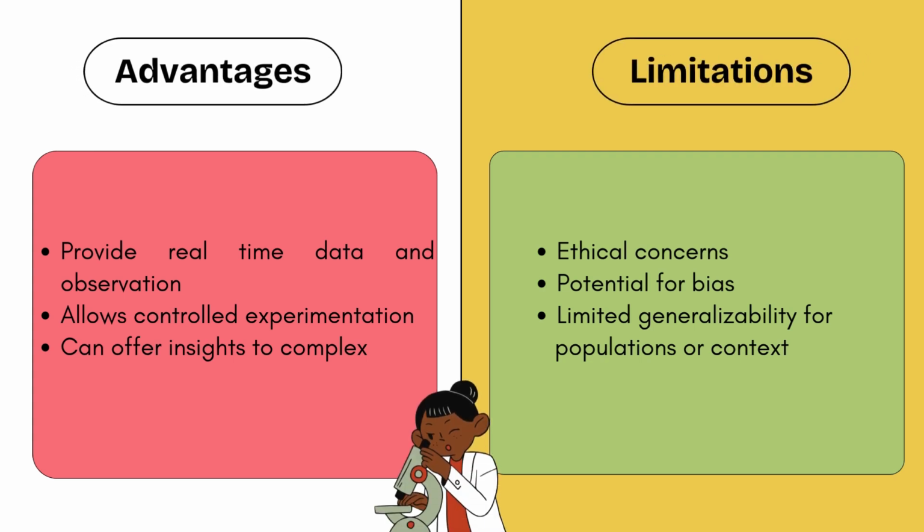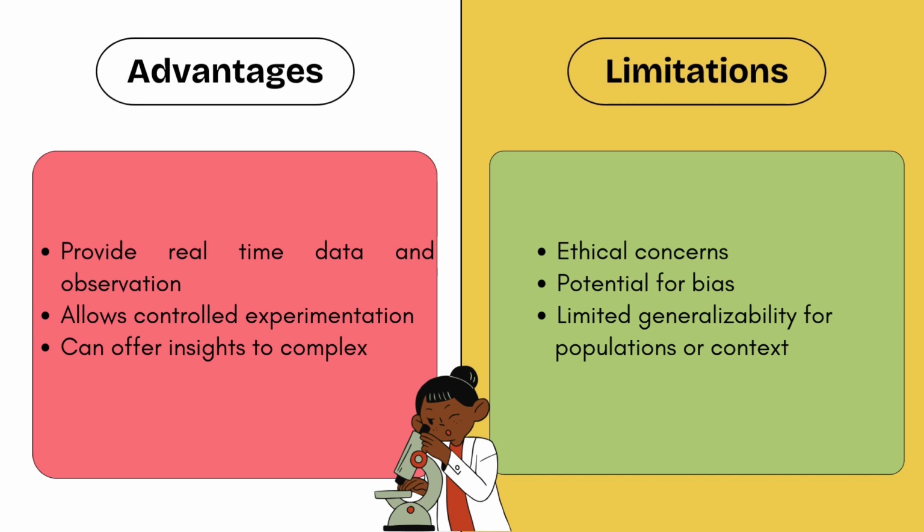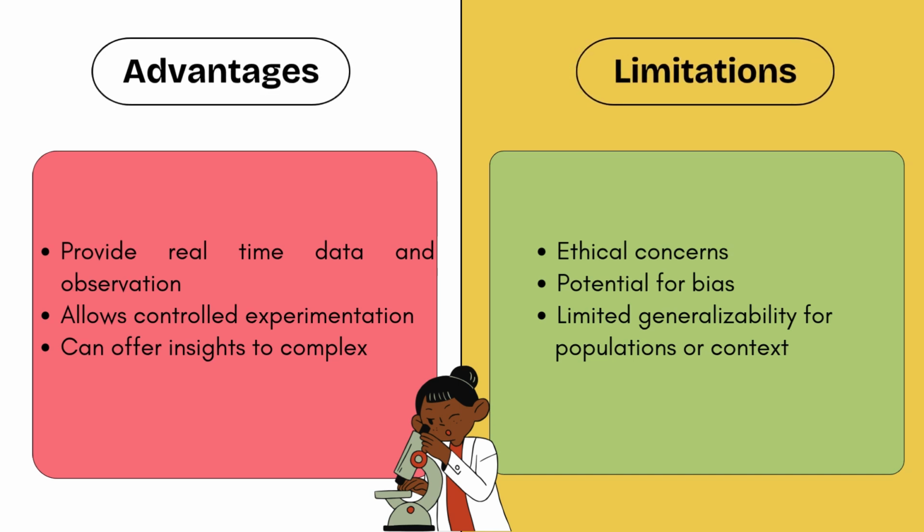Let's look at what are the advantages and limitations of using active specimens. Advantages: provide real-time data and observation. Teachers and students can see results as they happen during experiments. Allow controlled experimentation. Conditions can be adjusted to test specific variables accurately. Offer insights into complex systems. They help reveal how living systems work in detail.